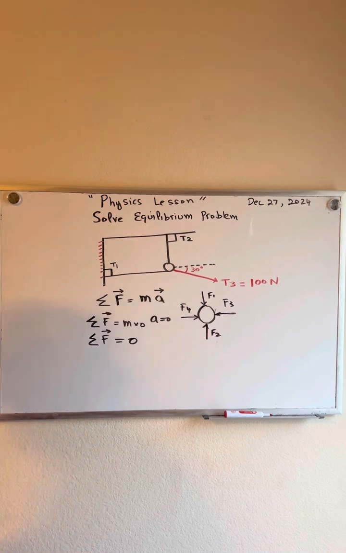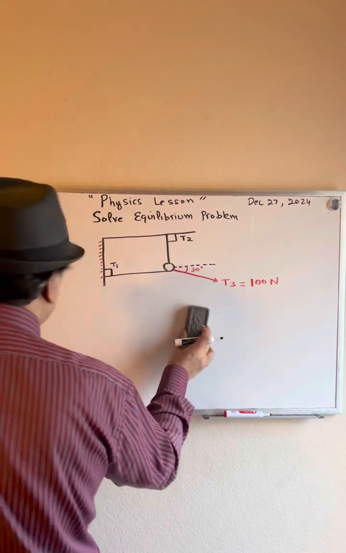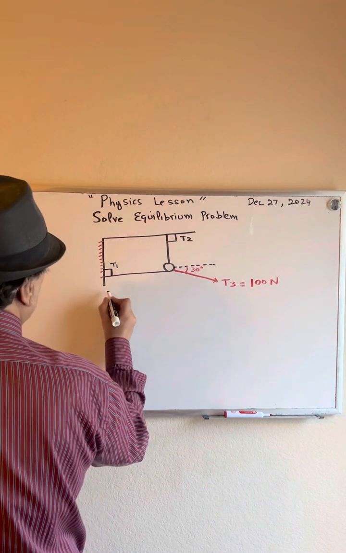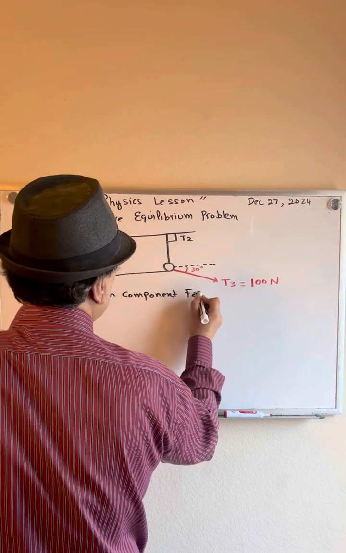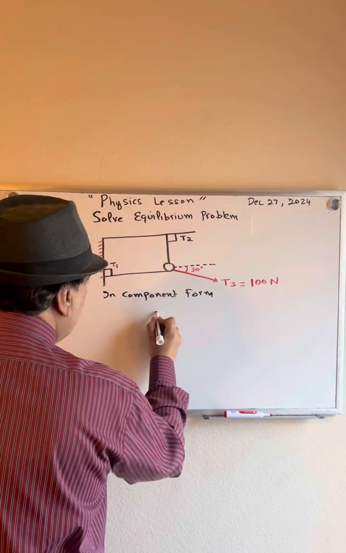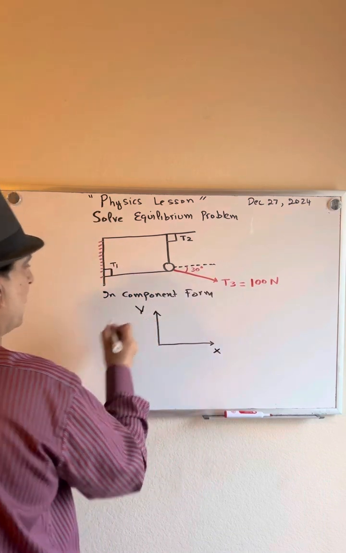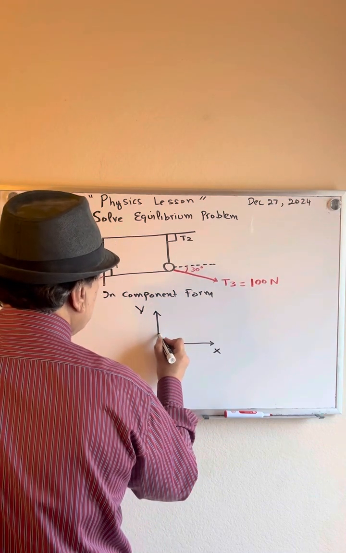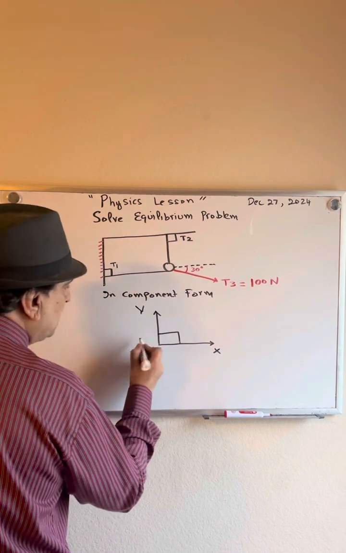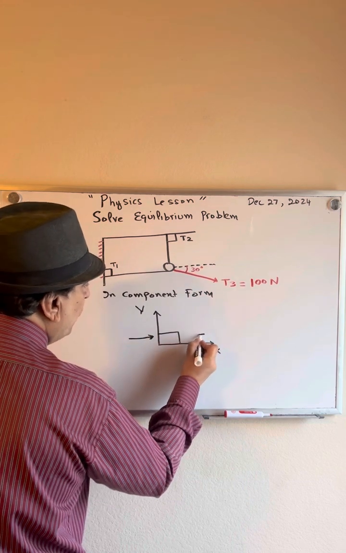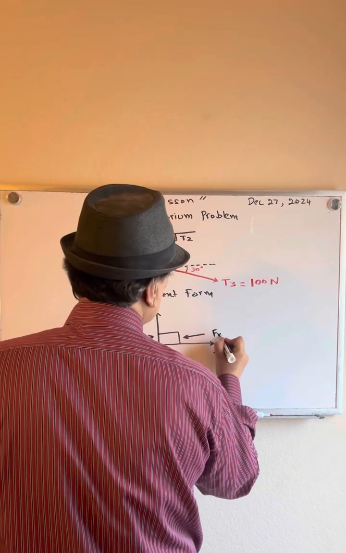Now, let's go ahead and dive in and look at the component form of the summation of forces in the x direction and the summation of forces in the y direction. So let me write this down in component form. Let's say you have the x-axis and you have the y-axis. No rocket science over here. I've got a box right here. So I'm applying force in the x direction like this, and force in this direction. Let's call this f of x1, and let's call this f of x2.